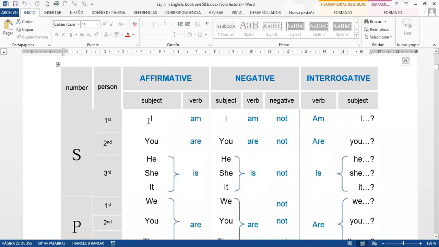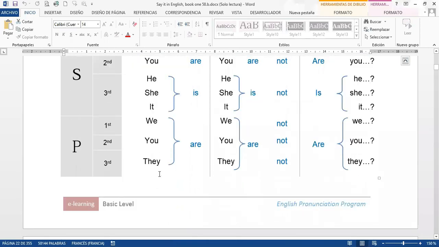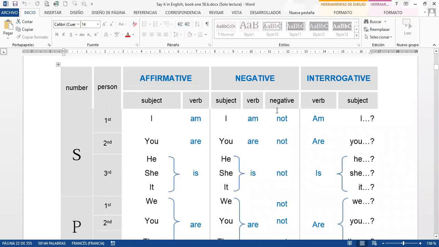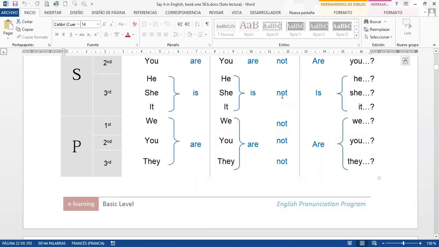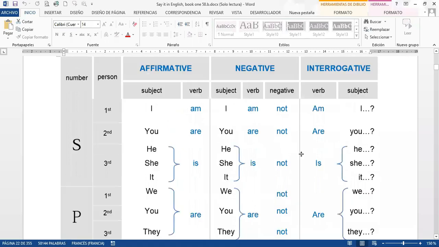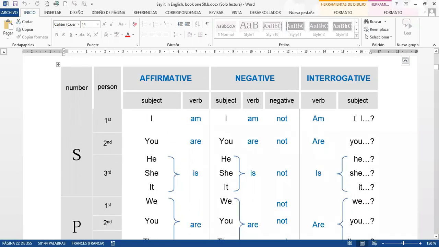Let's see the structure. Okay. Listen and repeat. I am, you are, he is, she is, it is, we are, you are, they are. Negative: I am not, you are not, he is not, she is not, it is not, we are not, you are not, they are not. Okay, this is the negative form.